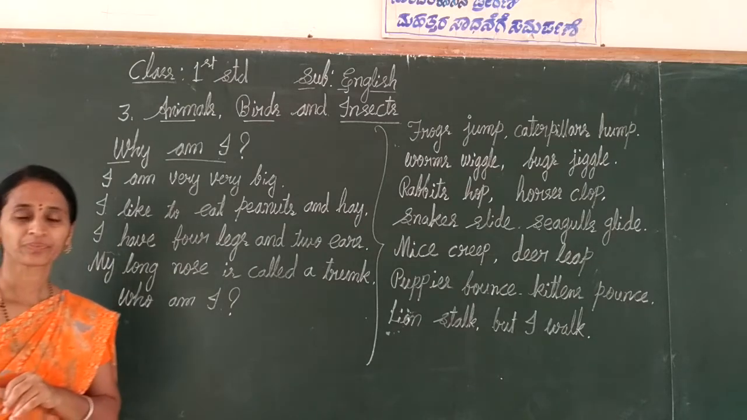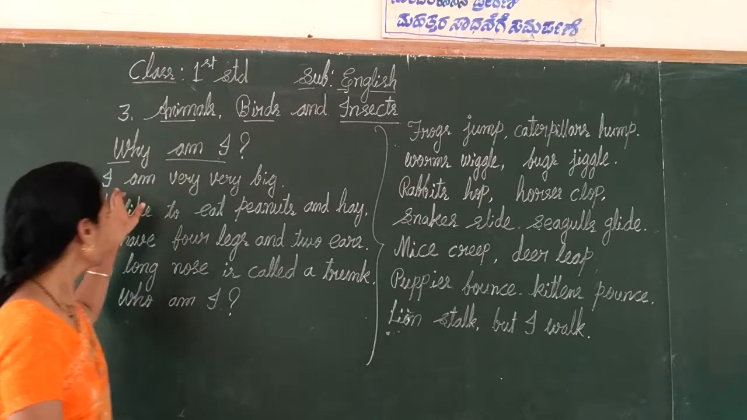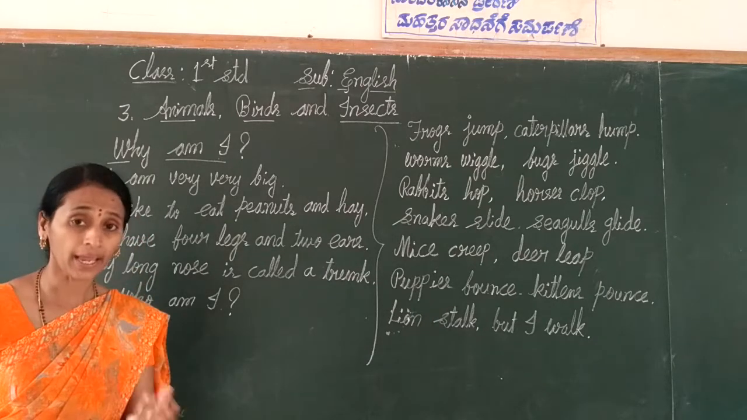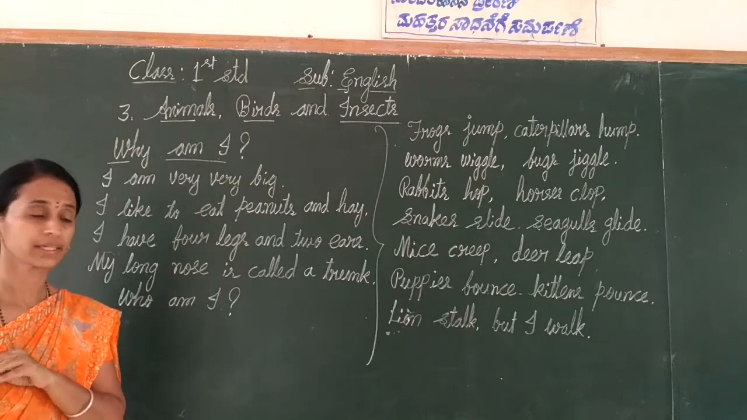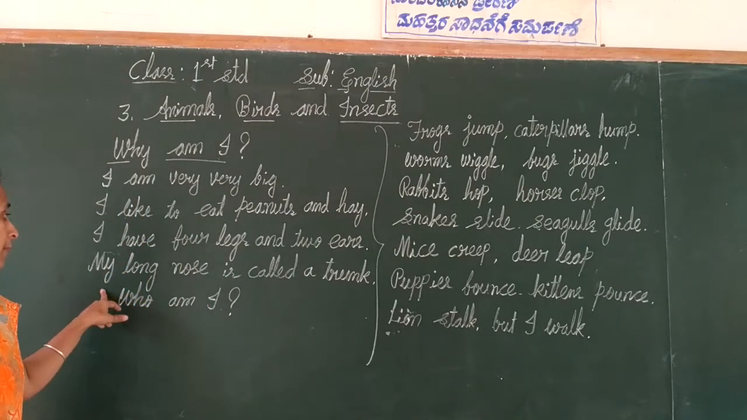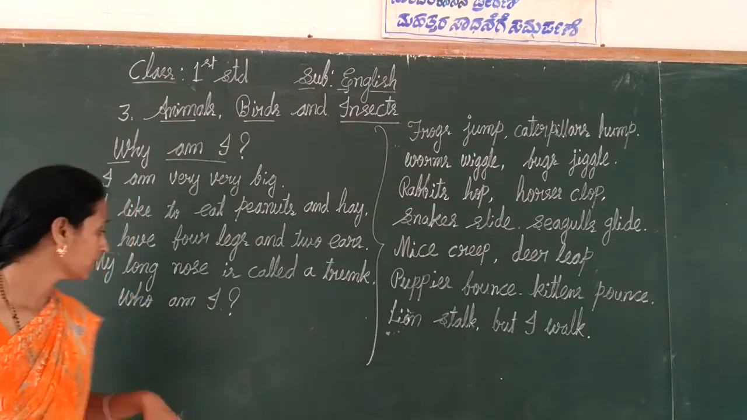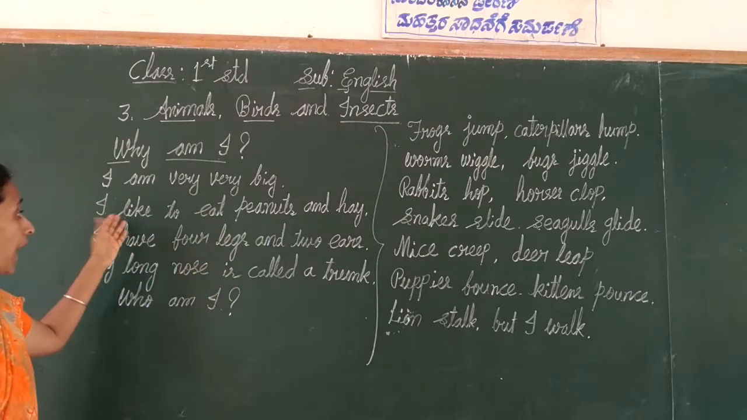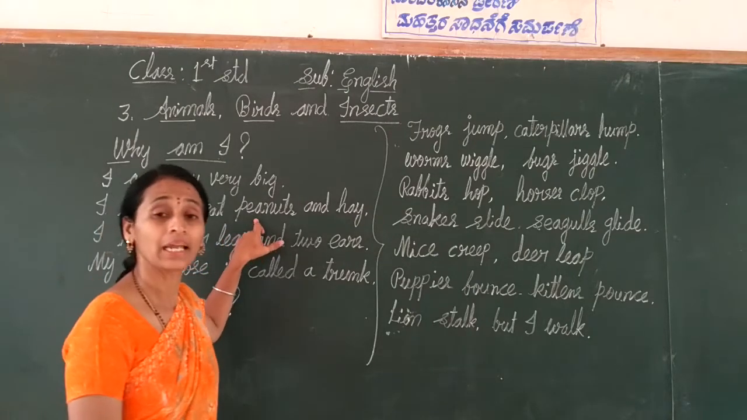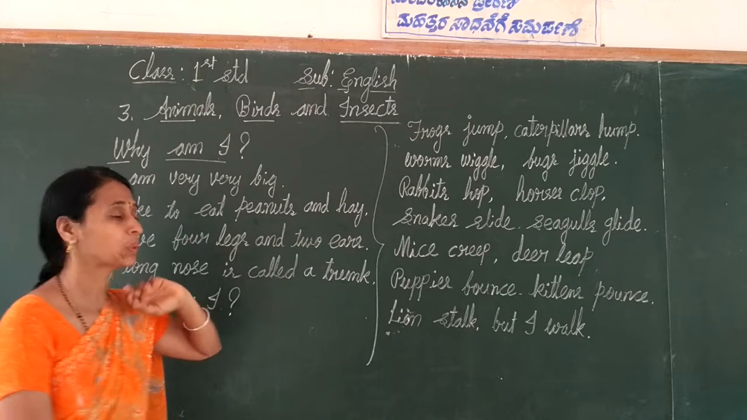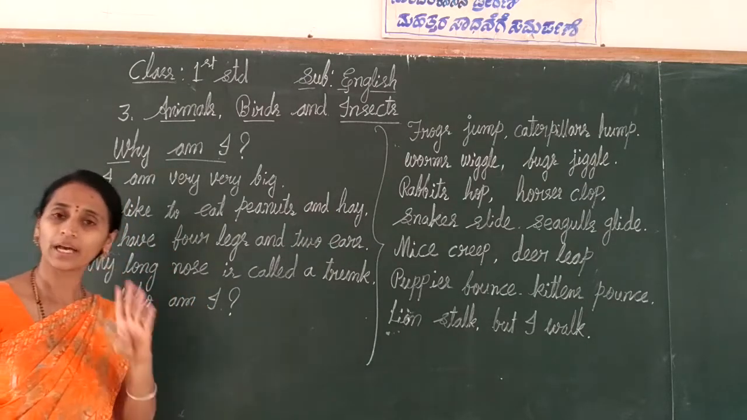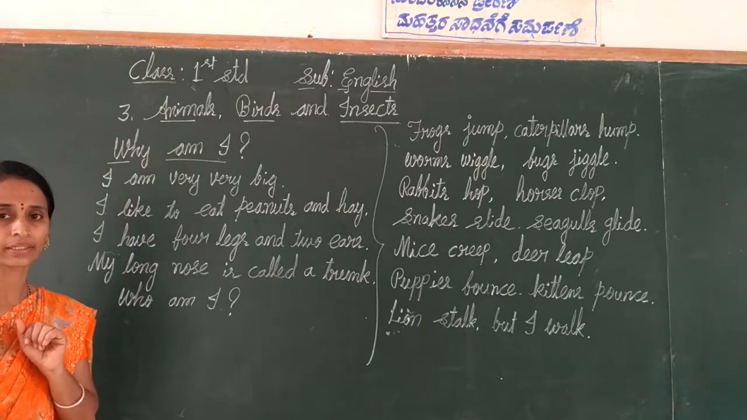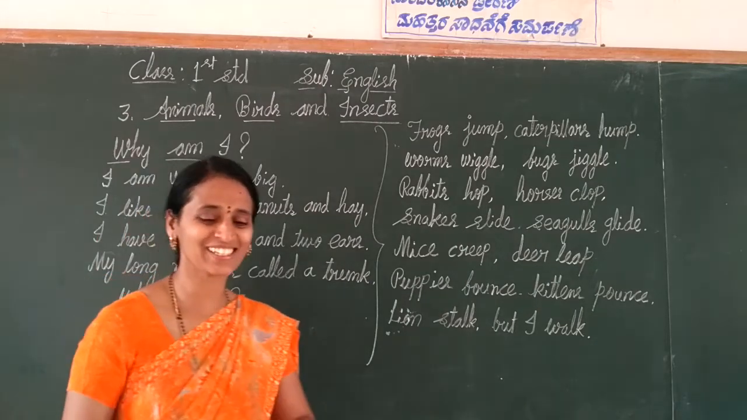Who am I? Children, can you guess? Once again: I am very, very big. I like to eat peanuts and hay. I have 4 legs and 2 ears. My long nose is called a trunk. Who am I? Understand, students? Peanuts means nelagadale, and hay means hullu. I have 4 legs and two ears. My long nose is called a trunk, trunk means sondilu. So who am I? Yes, right.